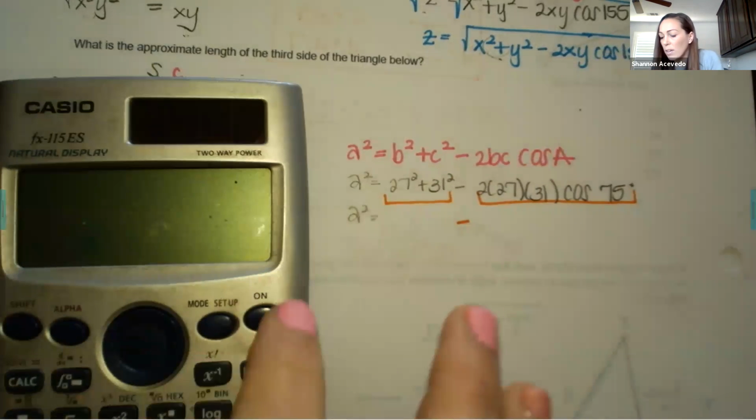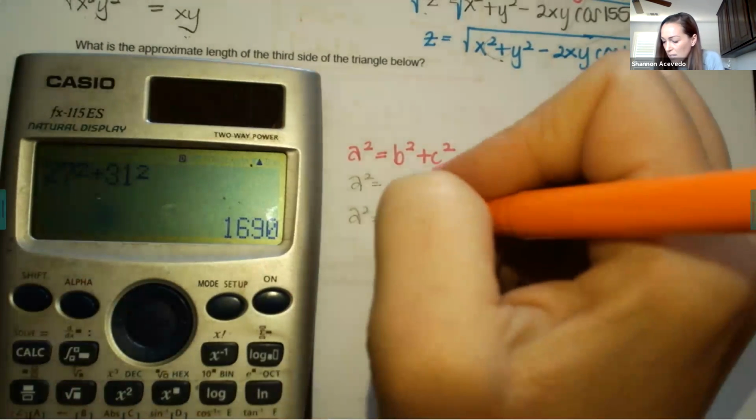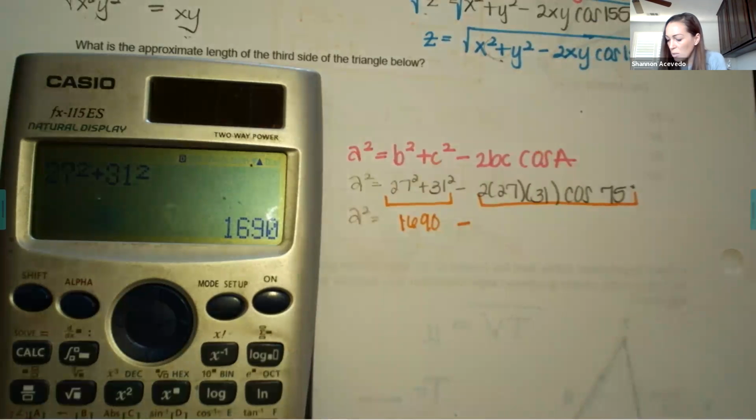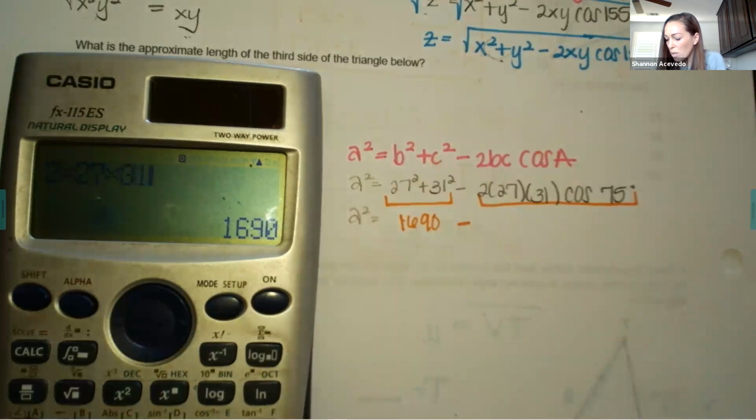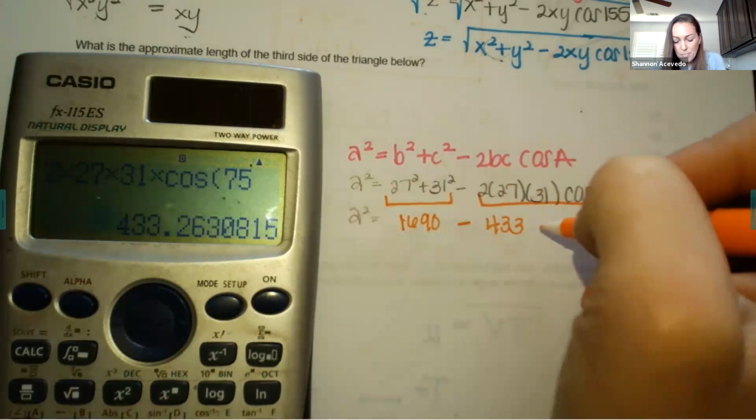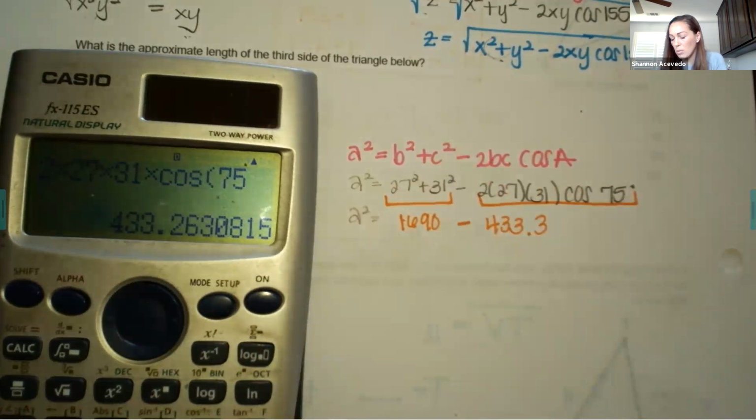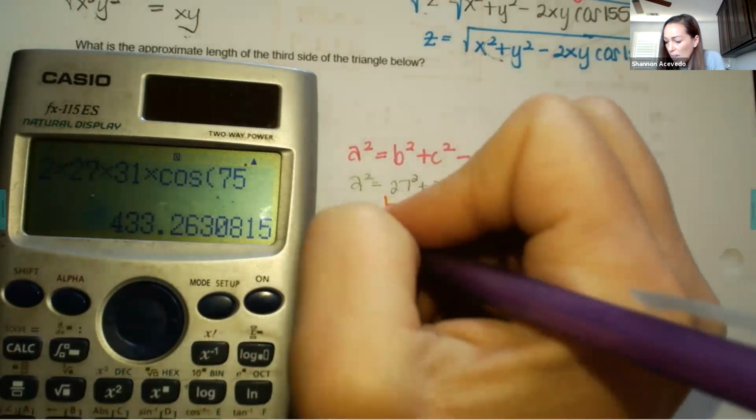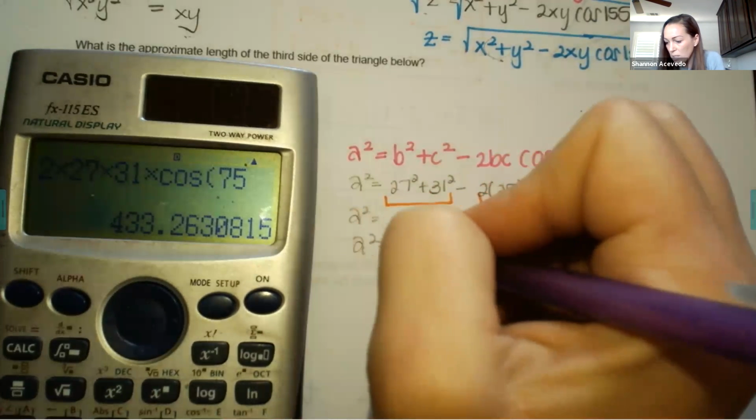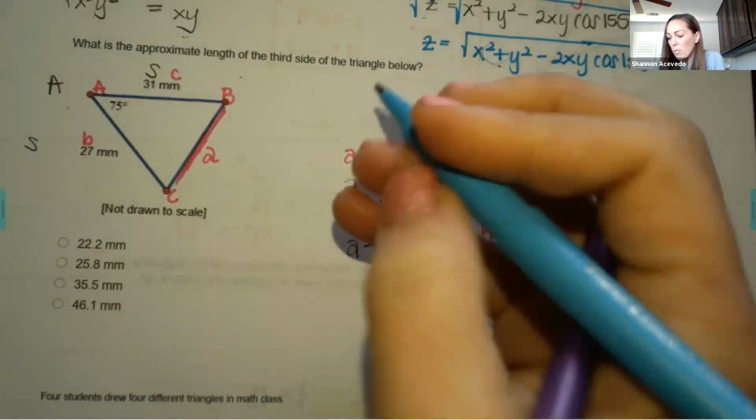So I go to my wonderful calculator, and I'm going to do 27 squared plus 31 squared, and I get 1690, and I do 2 times 27 times 31 times my cosine of 75, which is going to be 433.53. And then I subtract those and I get A squared is equal to 1,256.7. Remember that you want to take the square root of both sides.